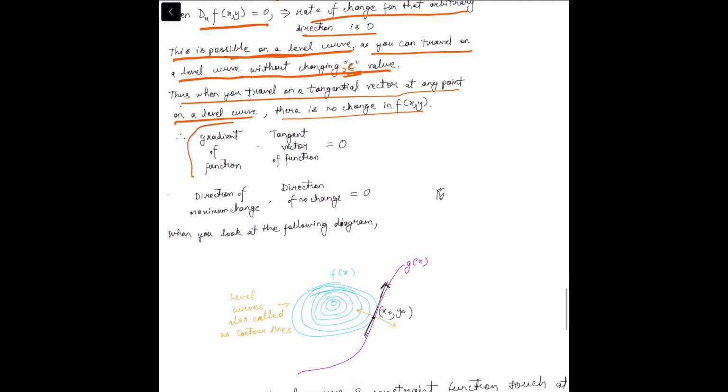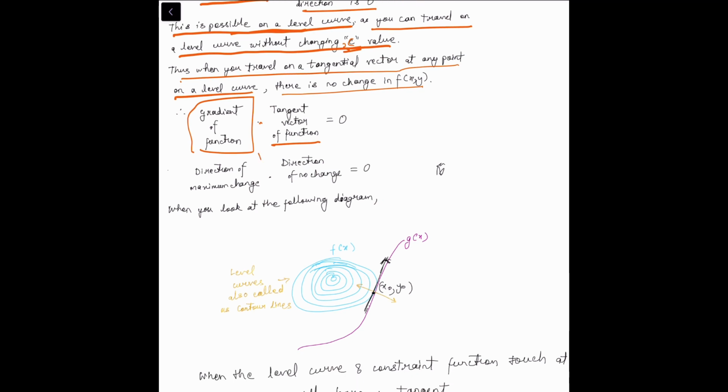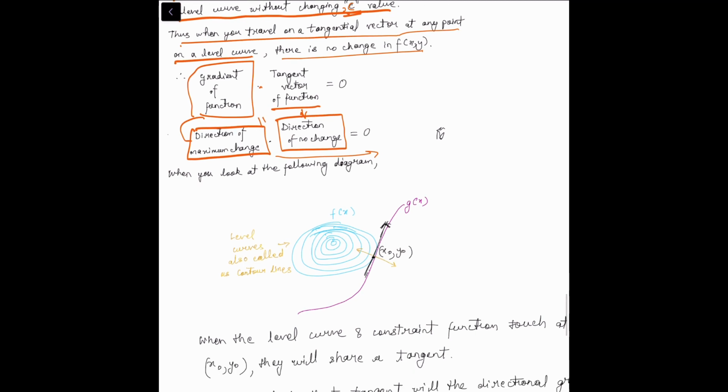The dot product of the gradient of a function with the tangent vector is equal to 0, which is equivalent to saying the gradient of the function means the direction of maximum change, and the tangent vector of the function means the direction of no change. So by logic, this should give the answer as 0.